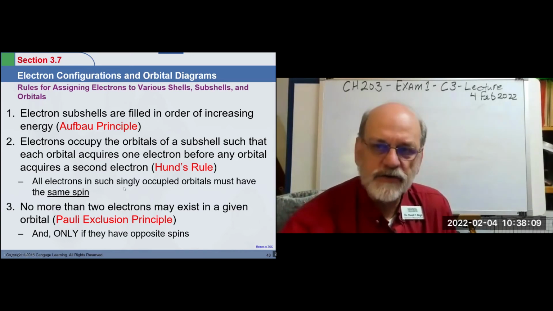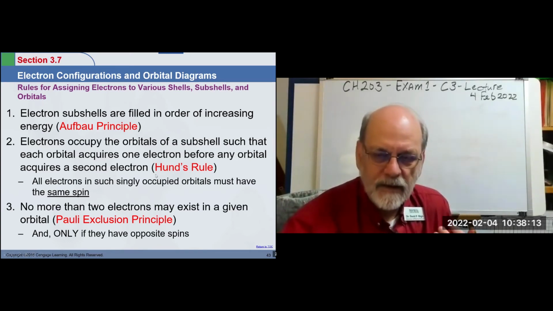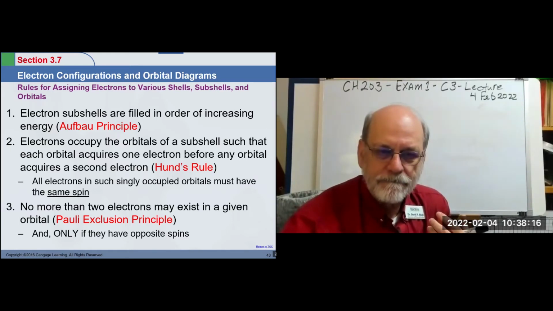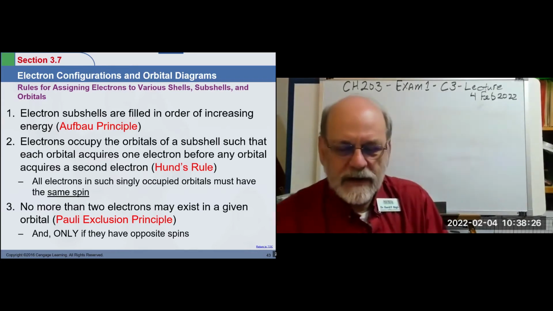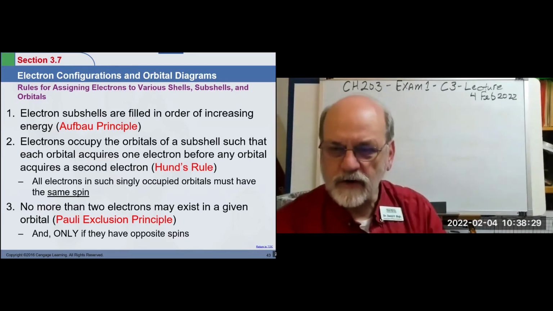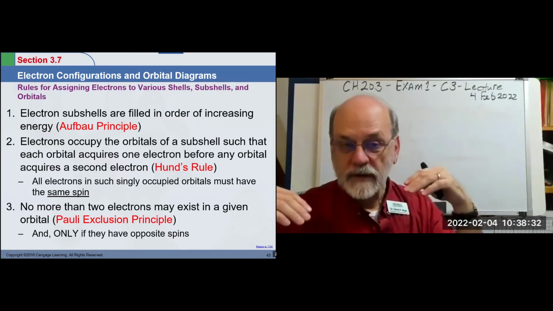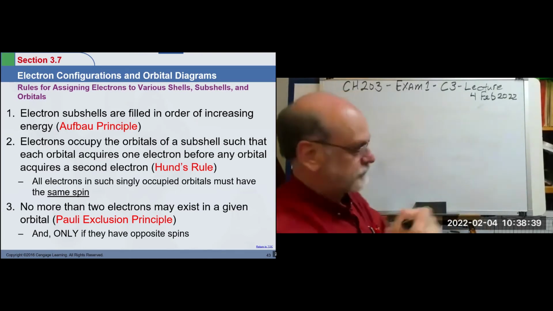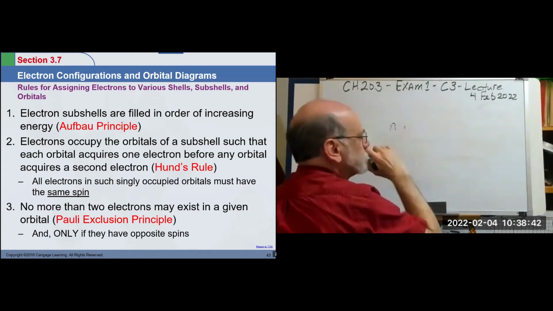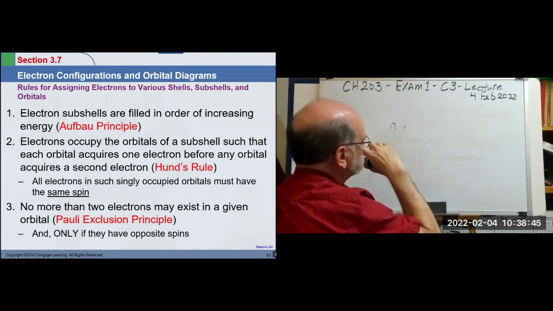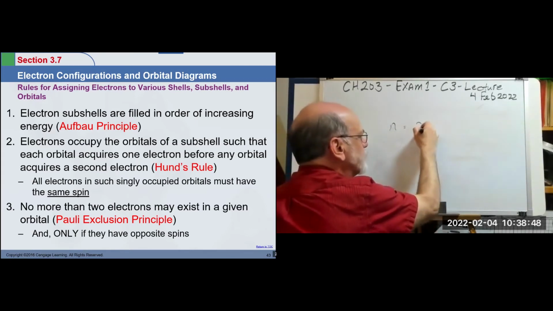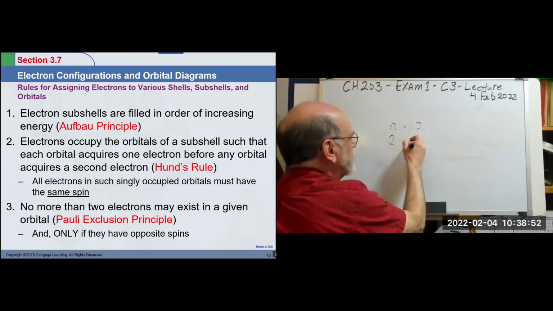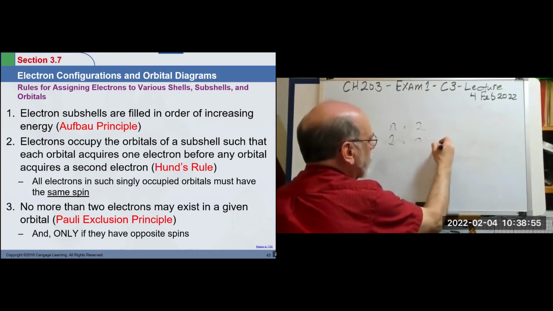The second one is called Hund's rule. Hund's rule says as we add those electrons, if they're adding into a subshell at the same energy level, for instance, if N equals 2, then L could be 0, 1, or 2.